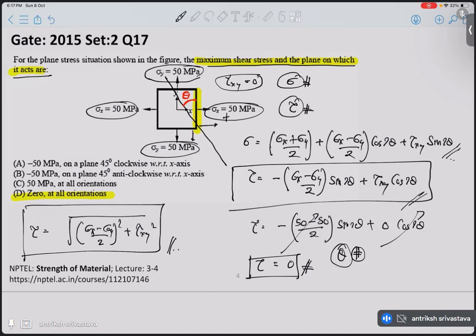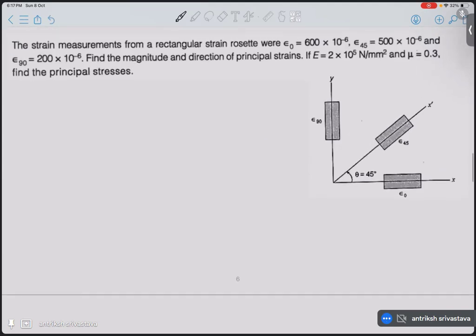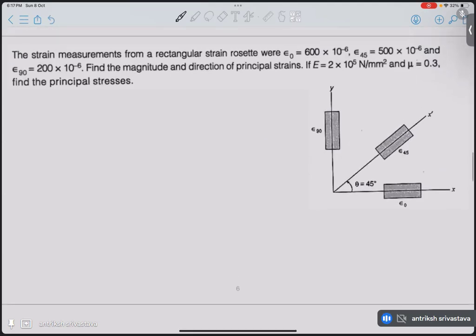Now we move on to the other questions. If you have any doubt in this question, you can ask, otherwise we'll move on. Okay, so we have more interesting questions here. This is a nice question where we have to calculate so many things, so it will act as a nice revision mechanism.